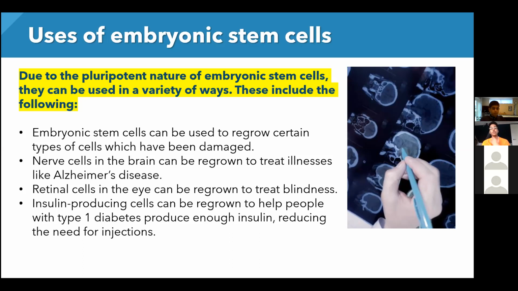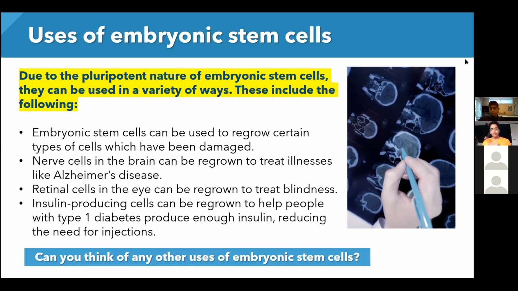I'm not sure about that point. I don't think you can treat Alzheimer's. I'm pretty sure that's a very hypothetical and research-based area of development, but let's gloss over that for the time being. Retinal cells in the eye can be regrown to treat blindness, and insulin producing cells can be regrown to help people with type 1 diabetes produce enough insulin, reducing the need for injections. Again, I'm not sure about the last one either, because that would potentially mean that there's a cure for diabetes, which there isn't. Can anyone think of any other uses of embryonic stem cells?